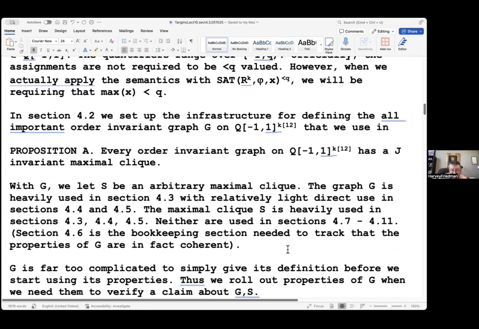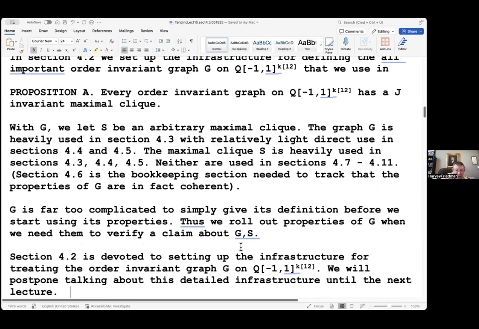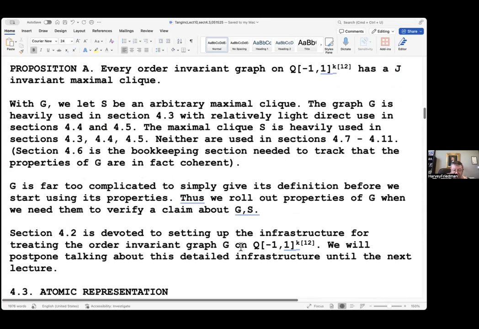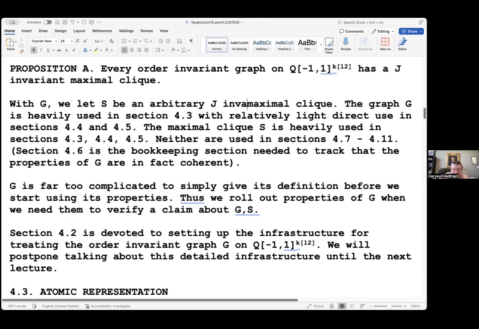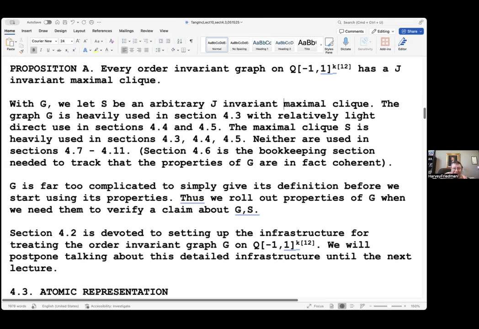4.6 is this bookkeeping section I mention all the time, which is needed to track that the properties of G are in fact coherent. So I use various facts about G without actually defining G fully. G is essentially defined fully in section 6, but we have to make sure that I've kept things well defined, that there's no interference between the different things I use, so that they don't conflict with each other, so to speak. Now G is far too complicated to simply give its definition, as I said. So we roll out properties of G when we need them to verify a claim about G and the arbitrarily chosen maximal clique. Sorry, with G, we let S be an arbitrary J invariant maximal clique. This is very wrong what I wrote. J invariant maximal clique. All right.